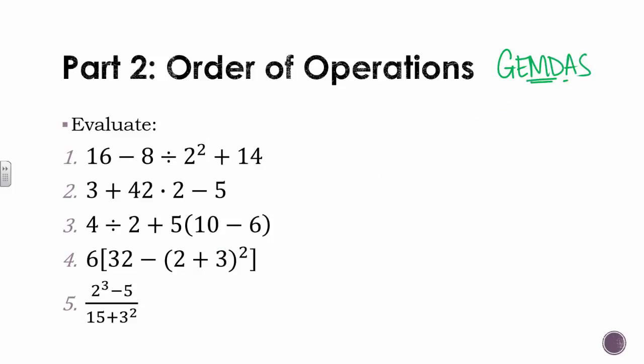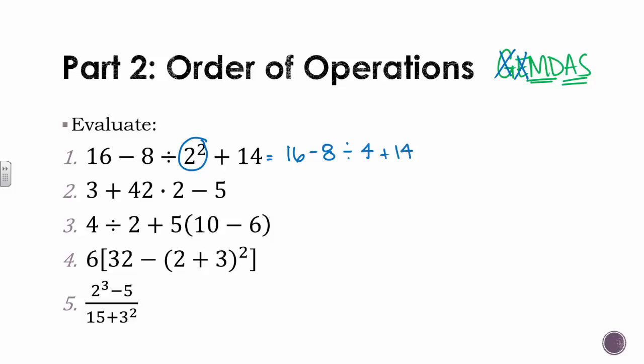Remember, these two are together and these two are together. So for the very first one, I'm going to look over this and there are no grouping symbols, so I can cross that off. And the next thing I'm going to look for are exponents. There's an exponent here. So everything else is going to stay exactly the same. 16 minus 8 divided by, but instead of 2 squared, I'm going to write what 2 squared is, which is 4. And then it still has the plus 14.